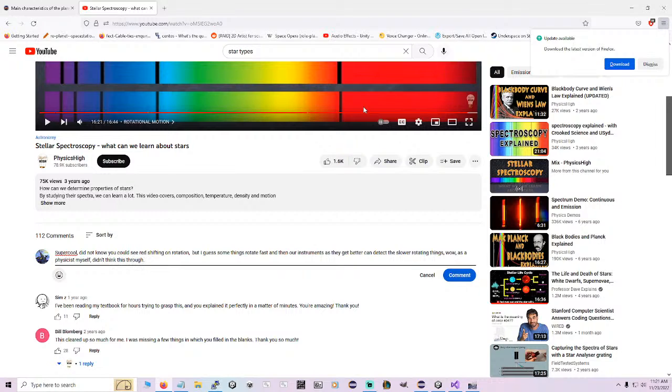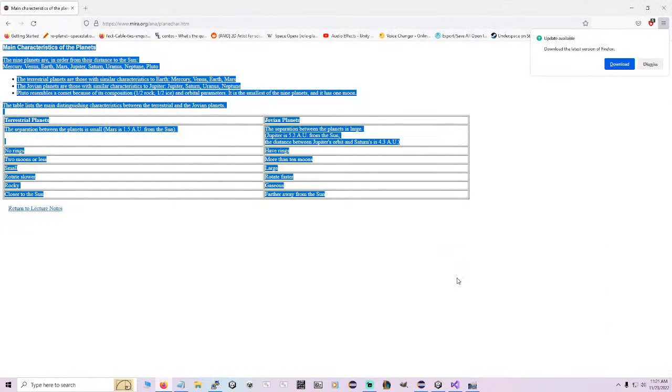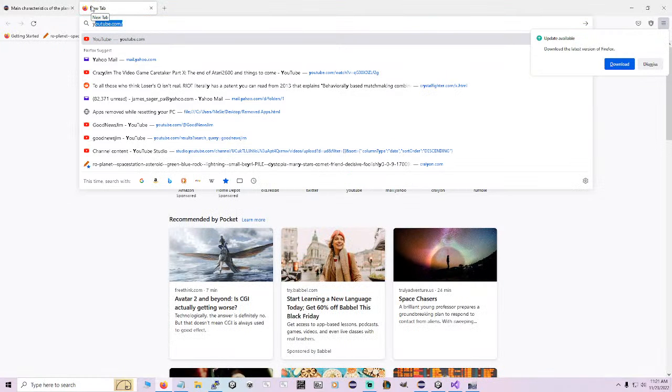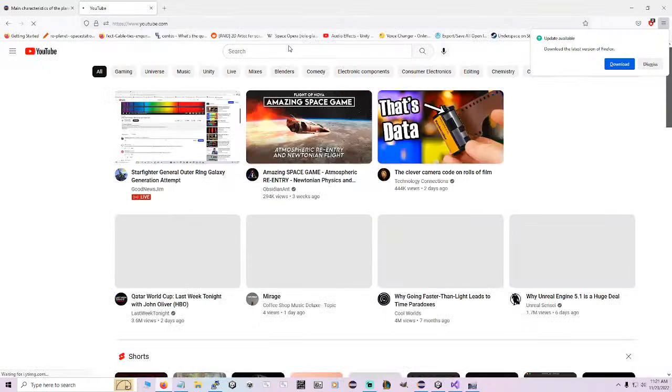All right, so that's super cool. Okay, so. Alright, moons. Let's look for moon characteristics. I'm learning so much, but I'm getting exhausted. You can get exhausted by learning.